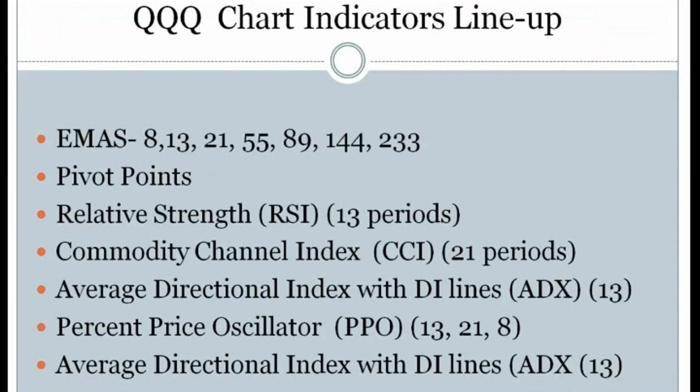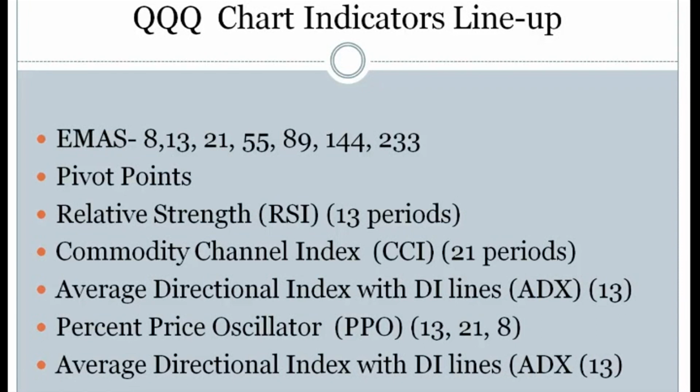The chart indicator lineup for these strategies is exactly the same as the ones that we set up for the P3 and the P3.5. The EMAs are the same, the pivot points, the RSI, the commodity channel index, the CCI, the ADX on the top of the PPO, and the ADX on the bottom.